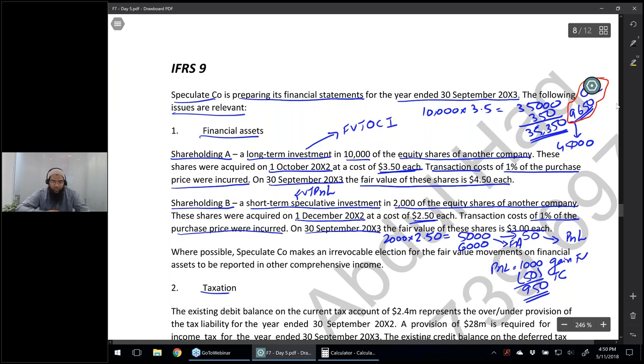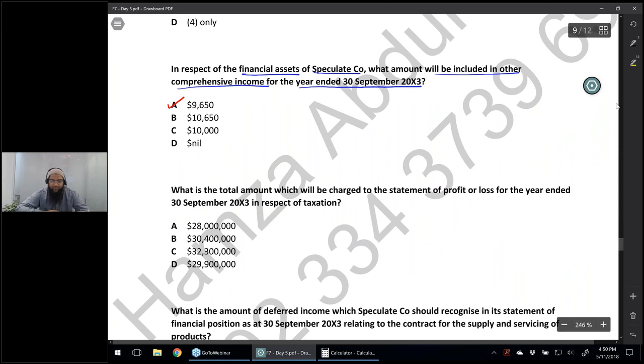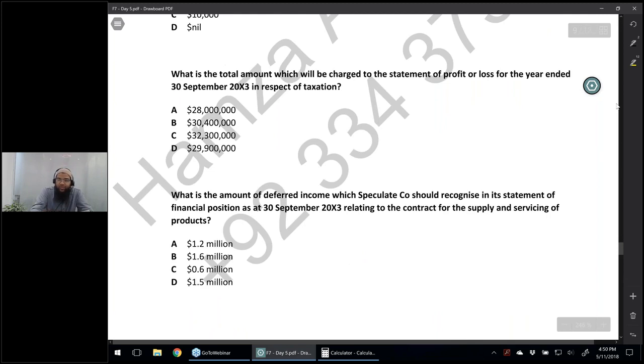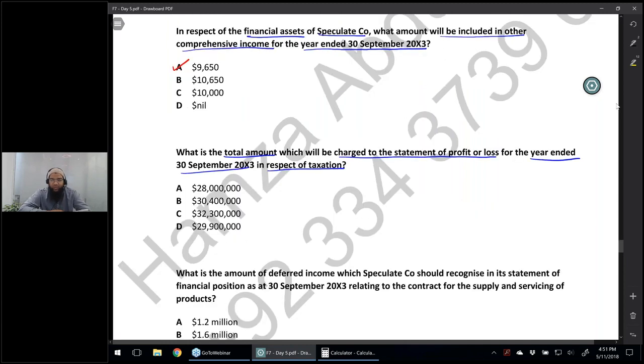Now let's read the next requirement and then we'll be reading the question. What is the total amount which will be charged to the statement of profit or loss for the year ended 30th September 2023 in respect of taxation? So now we are going to calculate the taxation, which would be relating to the second paragraph, second part, second bullet.